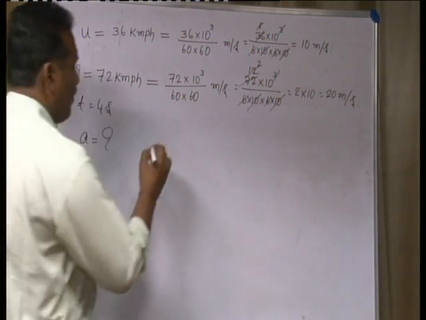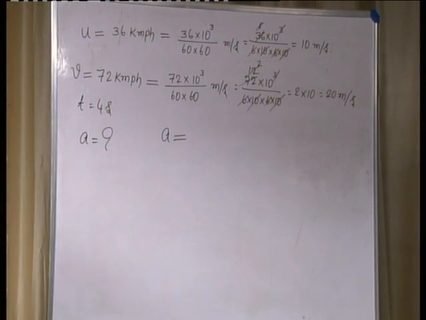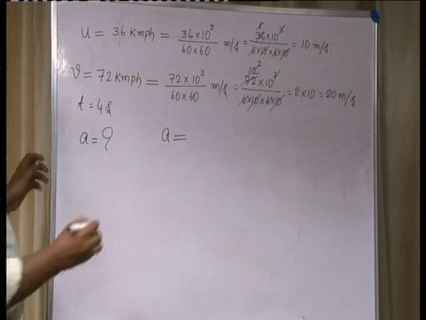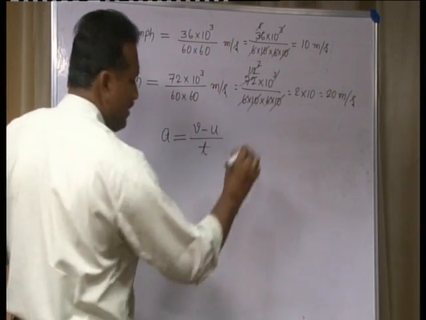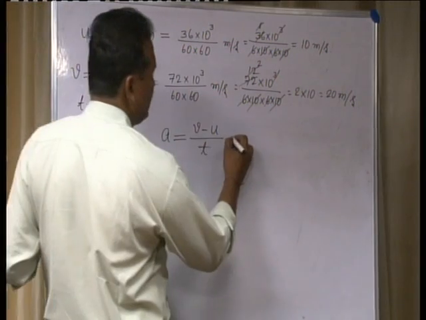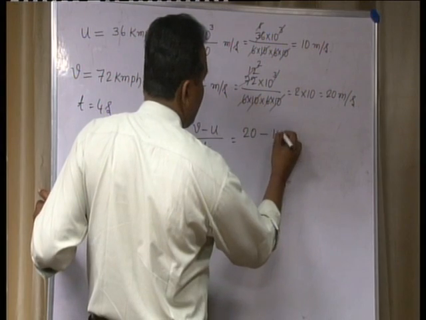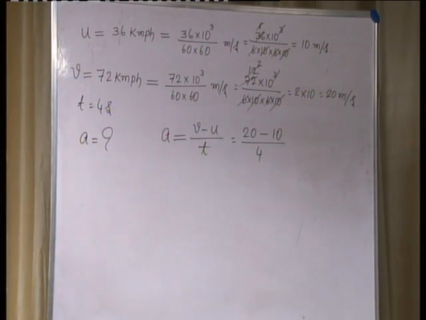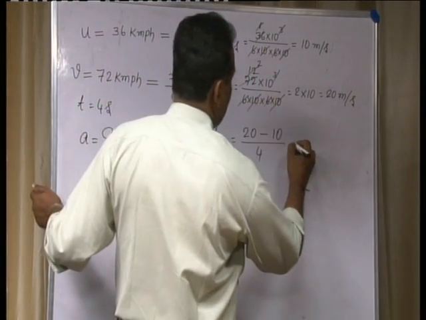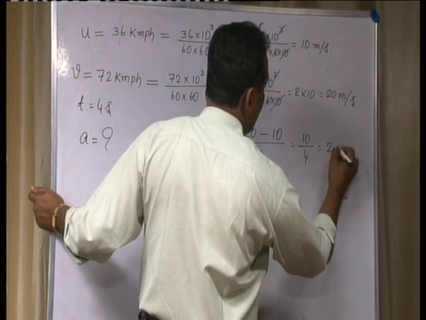Now, to find the acceleration, it is the rate of change of velocity, I mean change in velocity divided by time taken. Change in velocity means final velocity minus initial velocity, divided by time taken. The final velocity is 20 meter per second, the initial velocity is 10 meter per second, and the time taken by the body is 4 seconds. 20 minus 10 is 10, divided by 4.